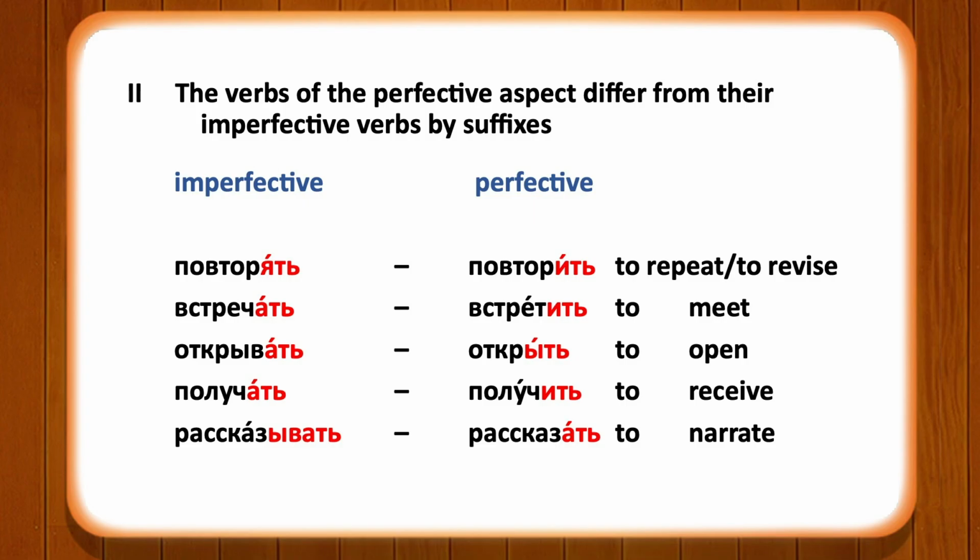Raskazivaj, raskazaj. Raskazivaj means to narrate. Raskazivaj is an imperfective verb and the perfective counterpart of this verb is raskazaj. Raskazivaj, raskazaj mean to narrate. Raskazivaj is imperfective and raskazaj is perfective.